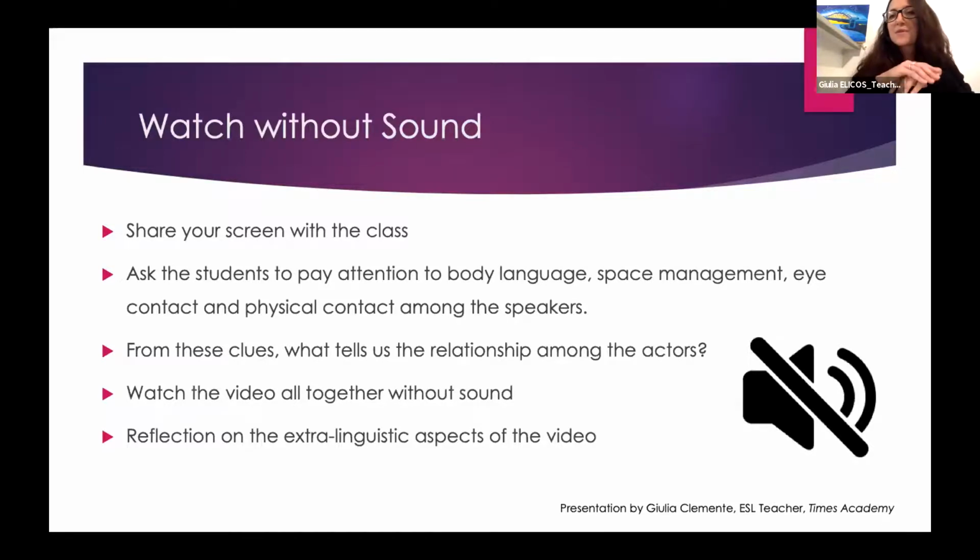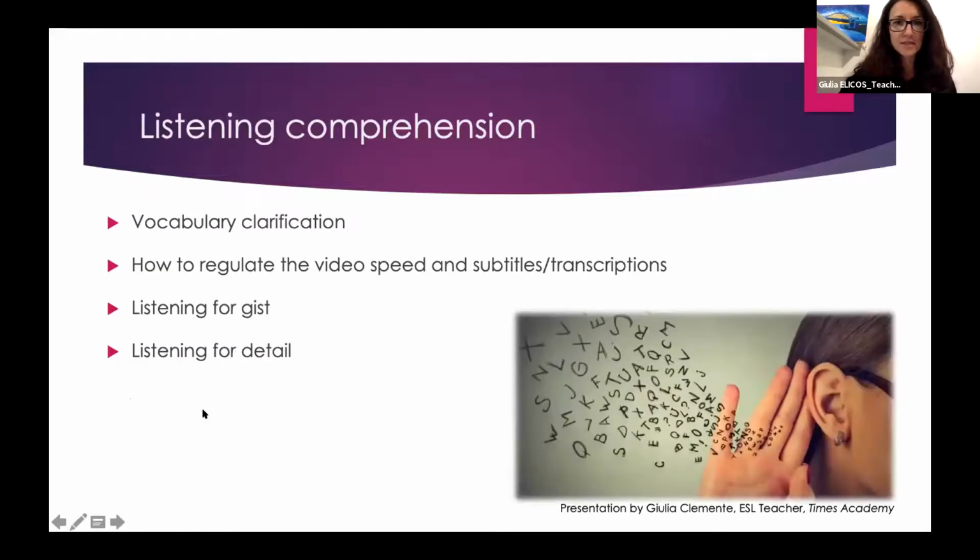And after that, we would discuss, you know, even if some of them already knew what was going on, which of these clues you notice tell you the relationship among the actors? And in case of a date, from what you saw without sound, can you say if the date was successful or not? And we would reflect on these extra-linguistic aspects of the video. We would then proceed to some listening activities.